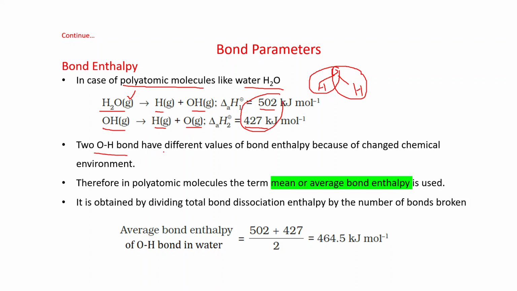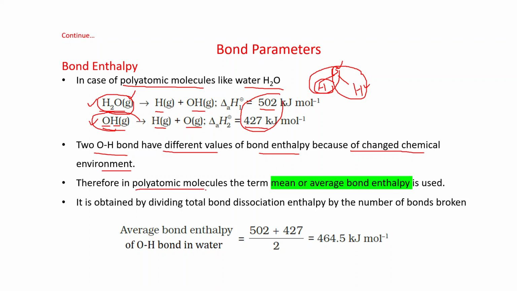Two OH bonds have different values of bond enthalpy because of changed chemical environment. Okay. Actually, in this molecule, this hydrogen atom is bonded to this oxygen, and this oxygen is bonded to this hydrogen. But in this species, the hydrogen is directly bonded to the one oxygen atom. That's why their chemical environment in both these species is different. That's why we will get two different values for OH bond.